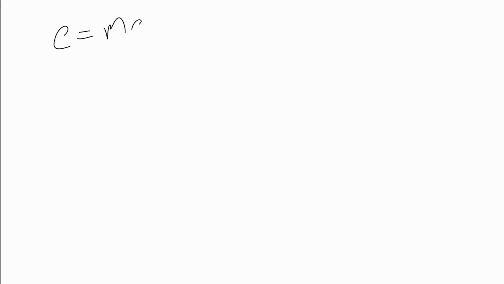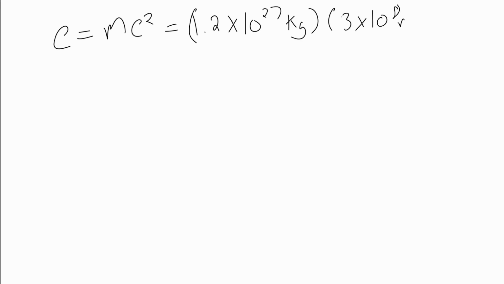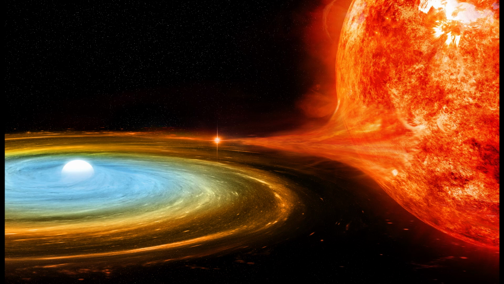Using another well-known equation, we find the energy equivalence of the black hole to be 1 times 10 to the 44 joules, which is on the order of a type 1a supernova. This is the type of supernova that is caused by two stars colliding, creating an immense explosion.